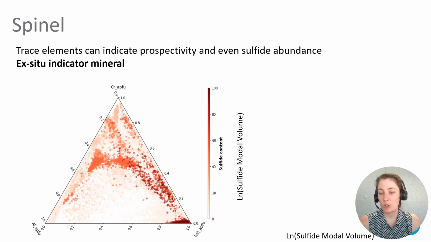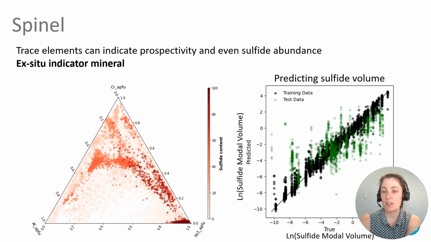We also looked at the trace elements of spinel using laser ablation ICP-MS and also ran them through the machine learning models. We found that using the trace elements in spinel, we can have an okay idea of what the sulphide volume at sample scale would be.